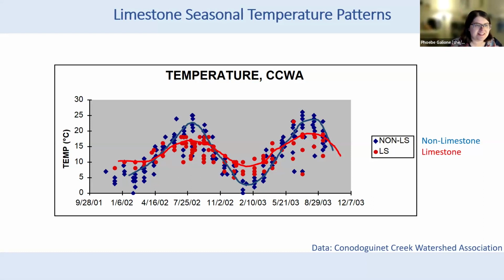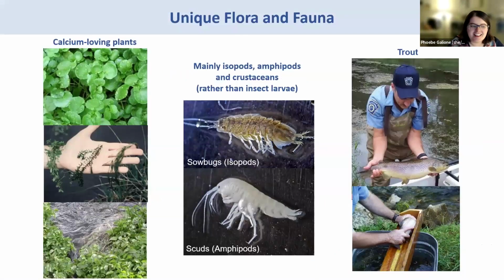So it's always awesome to see some of the things that theoretically we know come up in the data, which I'm excited to see y'all's data too. Something else that's fun about limestone streams is there's some unique flora and fauna that's associated with your waterways as well. We'll have some calcium-loving plants that grow in your waterways.